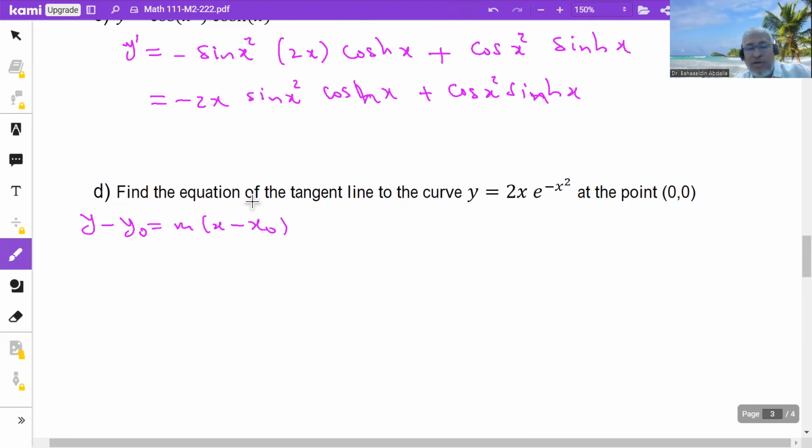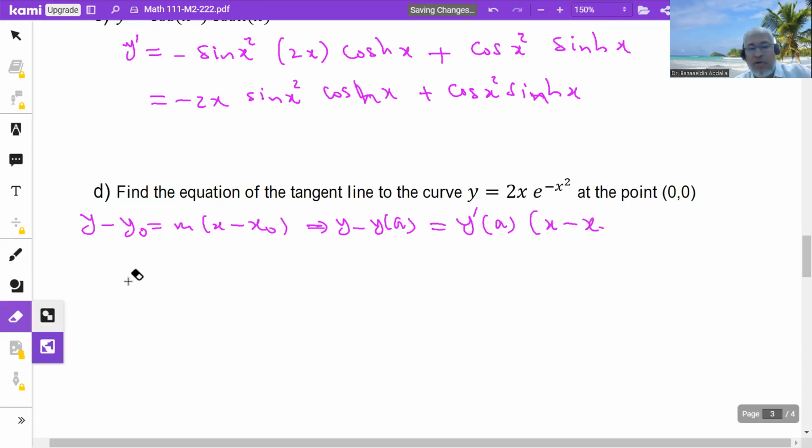Well, here in the derivatives, after we studied calculus, we know that you can call the point a, f of a or y of a, because here the function is y. And we know that the slope is the derivative. So it's y prime at a times x minus a, if we call x0 a.